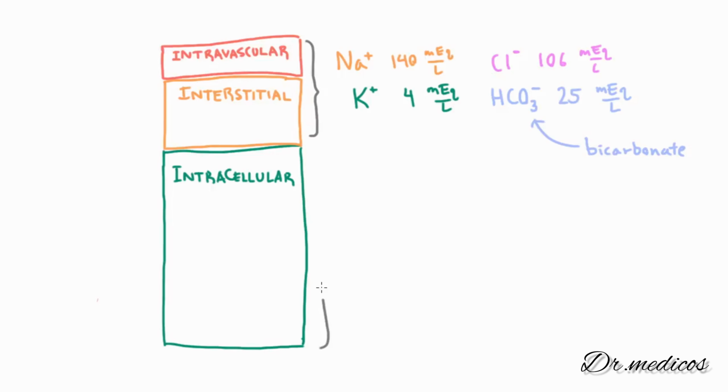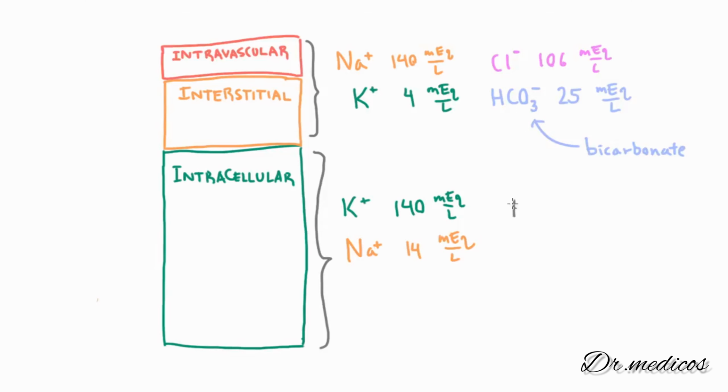Now let's turn our attention to this intracellular compartment. You might be surprised to know that these positive charges are totally reversed. So in the intracellular compartment, you might have about 140 milliequivalents per liter of potassium, and then only about 14 milliequivalents per liter of sodium. And the negative charges are very different as well. You have a lot less chloride, you have less bicarb.